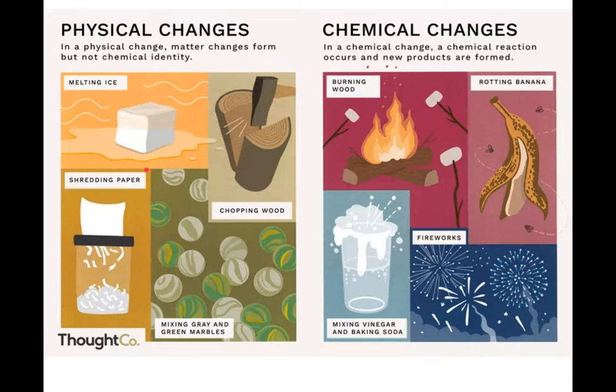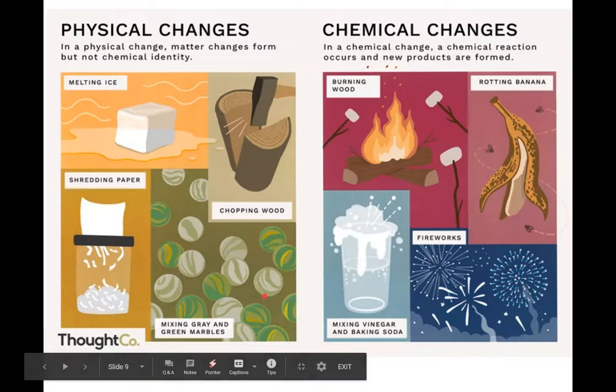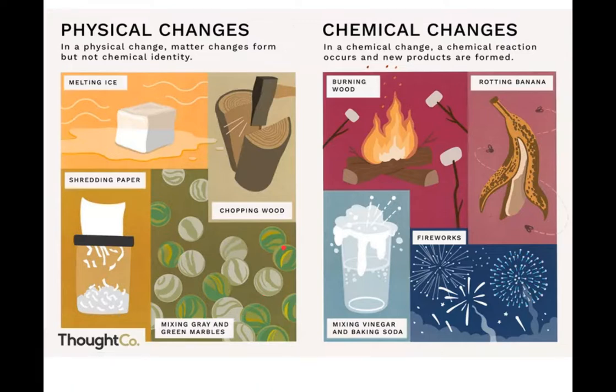So melting ice, that's a physical change. Chopping wood, that's a physical change. You're just changing the size of the pieces. Mixing marbles, because you're just changing their orientation relative to each other. Shredding paper, you're just changing the size of the pieces. Every little piece of paper has the same properties as the big piece of paper. It's just smaller pieces.